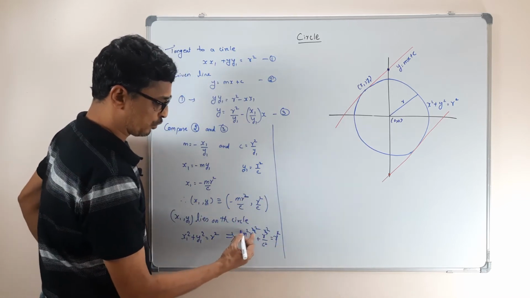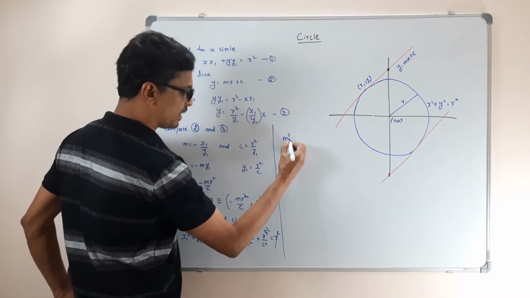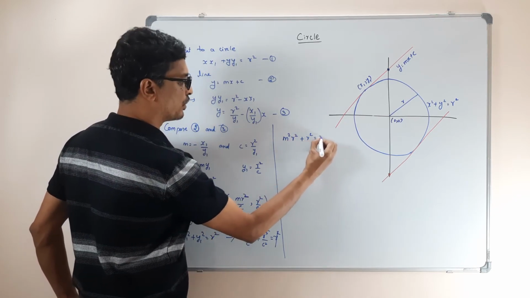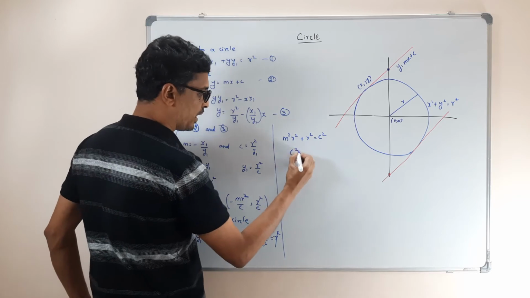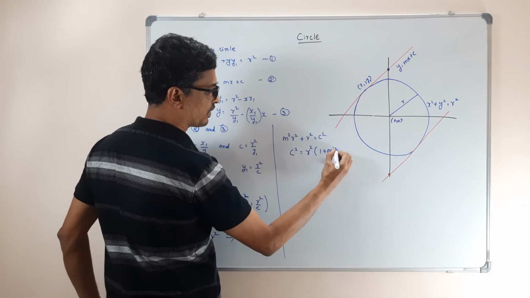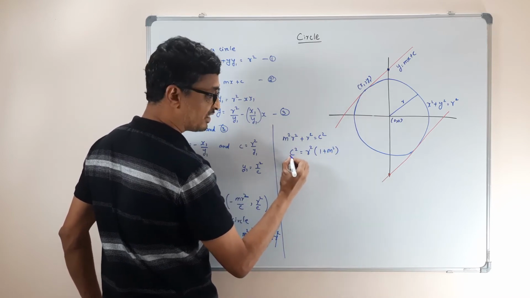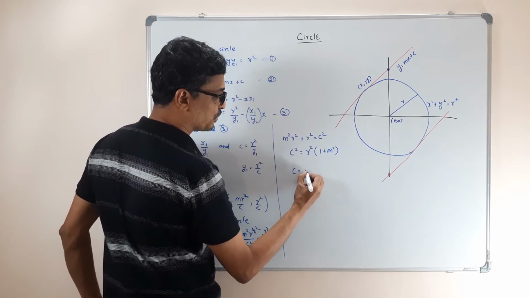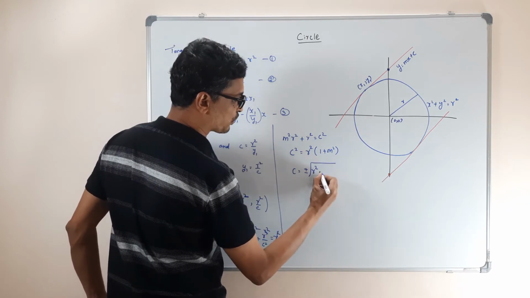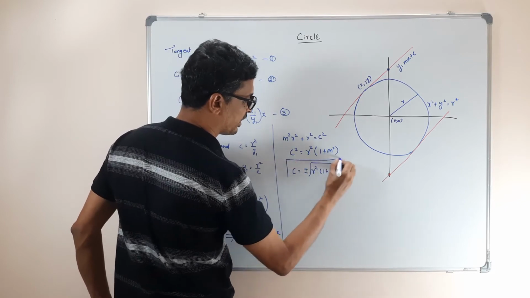So m square r square, I'll take c square out this side, correct? So we are having m square r square plus r square equal to c square, or c square equal to r square into 1 plus m square. So what is c? That is the y-intercept, correct? So then we can have c equal to plus or minus r square root of 1 plus m square, correct? So how many c intercepts are you getting?